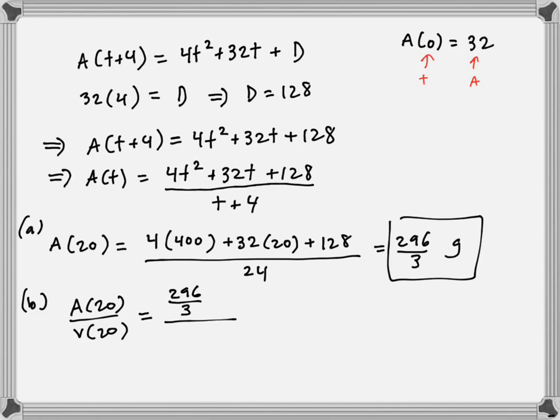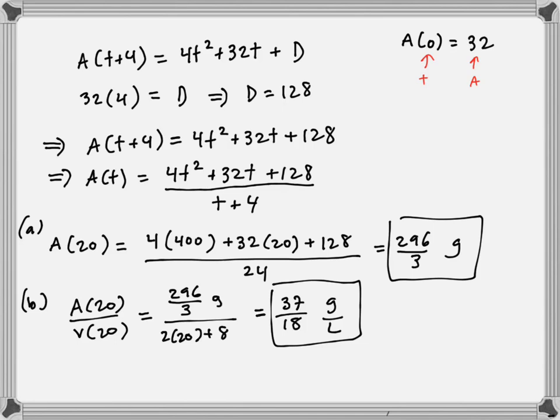So V of 20 is 2 times 20 plus 8. What would that be? 48 on the bottom? So when you reduce this, you actually get 37 over 18. This is grams per liter, right? Because the top number is in grams and the bottom number is in liters. We're talking about amount of substance divided by the volume, right? So this is the grams per liter. This is the concentration.